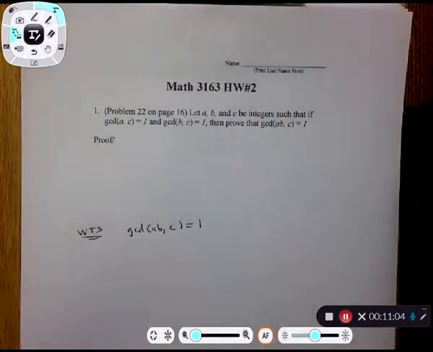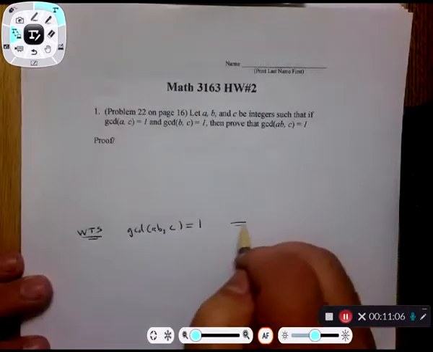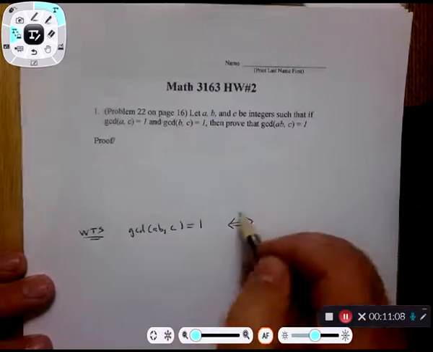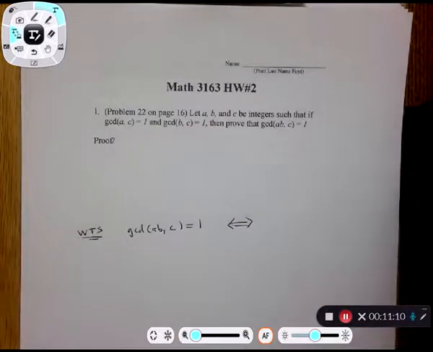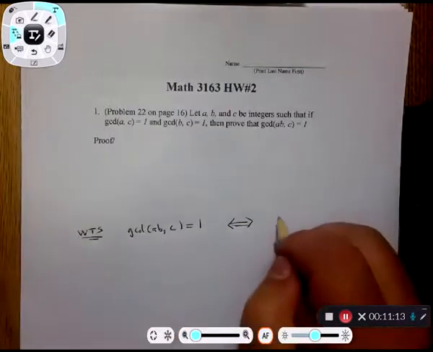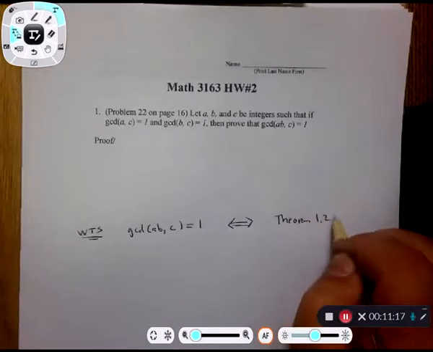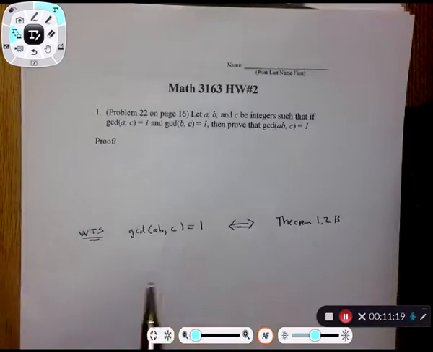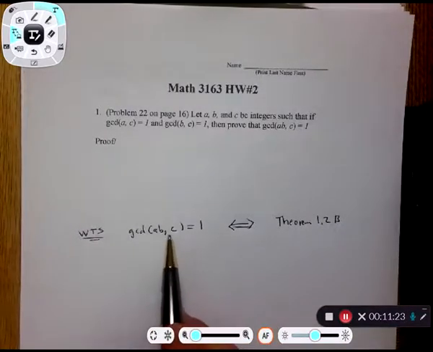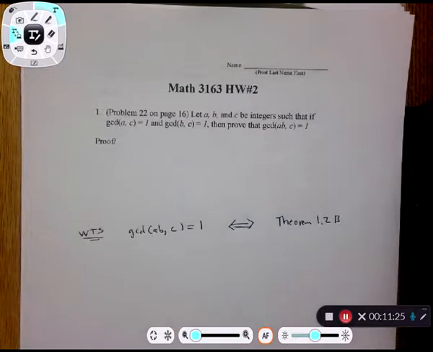How do I show that? Remember, this is my scrap sheet of paper, so I get to put all kinds of symbols and stuff like that. I get to show that, honestly, by Theorem 1.2b. That's because I'm trying to show that A times B and C are relatively prime to each other.